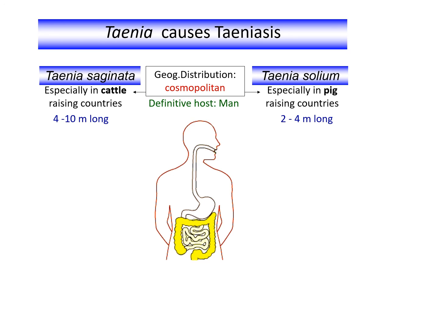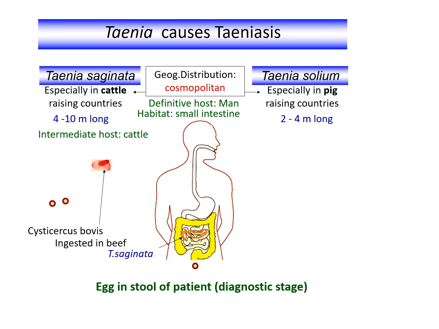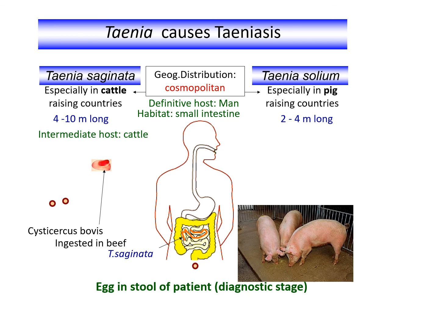Geographical distribution: cosmopolitan. Saginata where cattle are present, solium where pigs are present. The saginata worm is about 10 m long, the solium about 4 m long. Definitive host: man. Cysticercus bovis in the saginata. The intermediate host is cattle; the cysticercus is ingested in beef, goes to the intestine, segments pass in stool, eggs pass in stool.